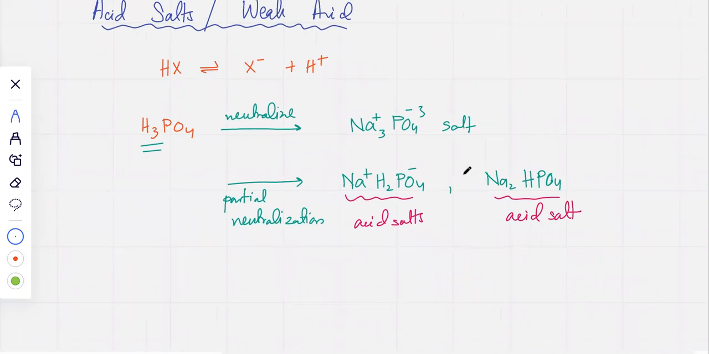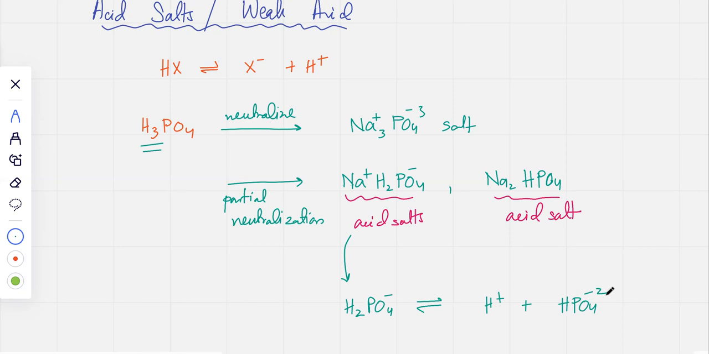So, sir, it won't be a complete salt. This one is an acid salt because it's still capable of releasing an H plus 1 ion. Why is it an acid salt? Because, for example, if I pick this one, it has the H2PO4 minus 1 ion. It is capable of releasing an H plus 1 ion, and it would form the HPO4 minus 2 ion. Like one more H plus 1 would be gone. So it can still act as an acid.